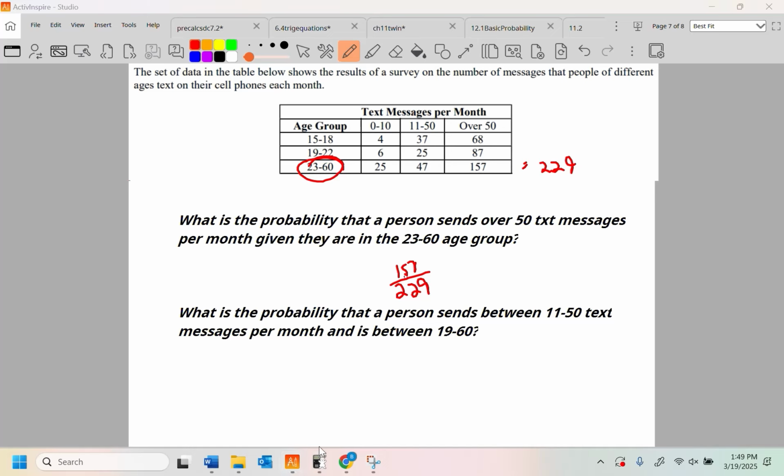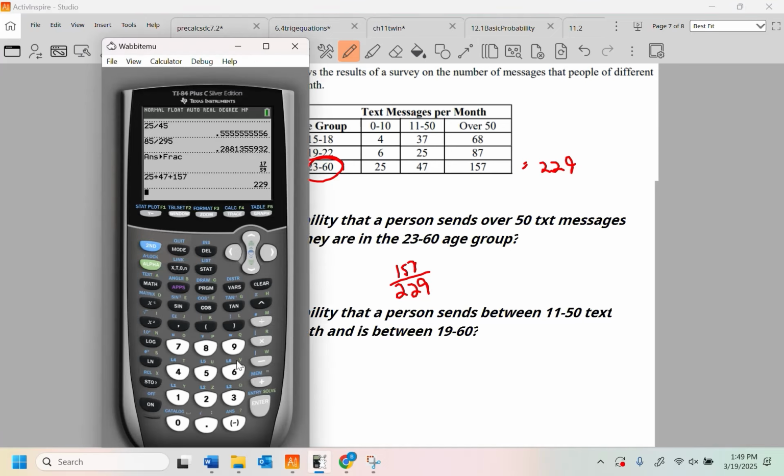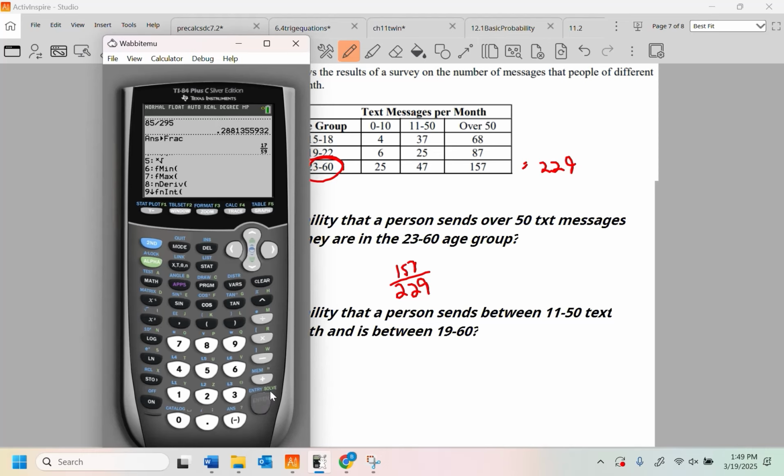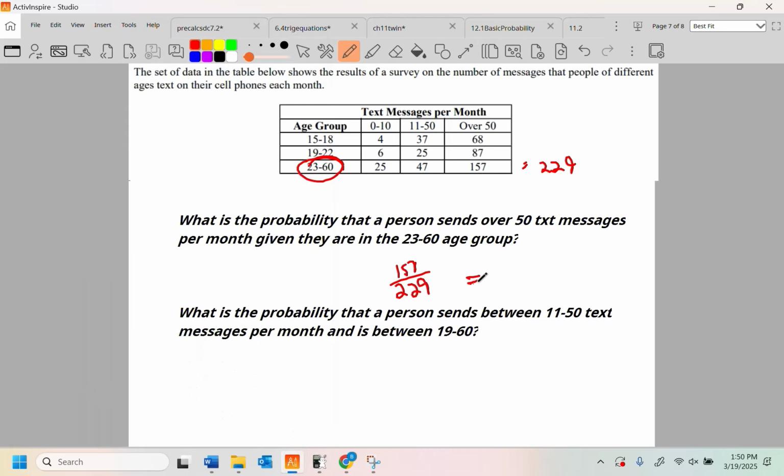And then I reduce the fraction, which I don't think reduces. I really don't. It doesn't look like it's divisible by 7 or 3, but I could be wrong. It happens a lot. Yeah, that's as far as it goes. Maybe the decimal, 0.6856. There's the probability of that event happening.